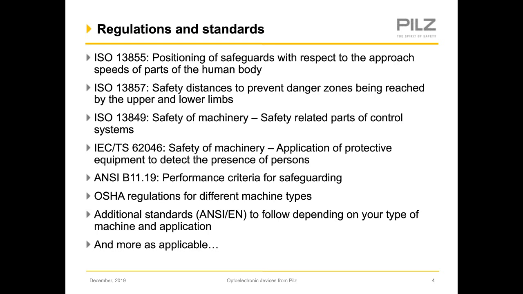Then we have the ISO 13849, which deals with safety of machinery. It deals with the safety-related parts of the control system. And then we have the IEC TS 62046, safety of machinery, application of protective equipment to detect the presence of persons. Also, we have the ANSI B11.19 standard, performance criteria for safeguarding.